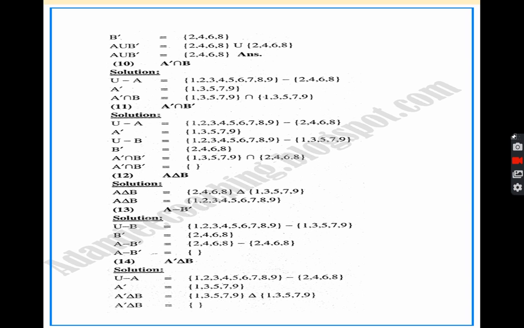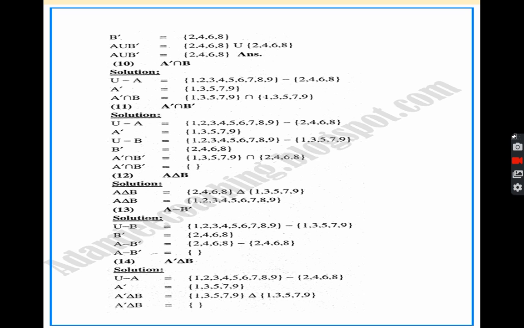And after that we will go for A complement intersect B. Now the value of A complement which we found above, 1, 3, 5, 7, 9, intersect the value of B. Then the answer is A complement intersect B is equal to 1, 3, 5, 7, 9.